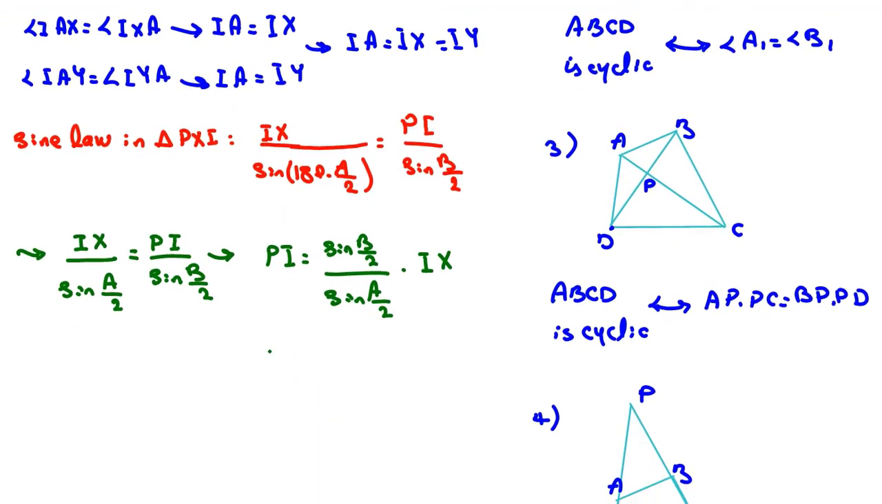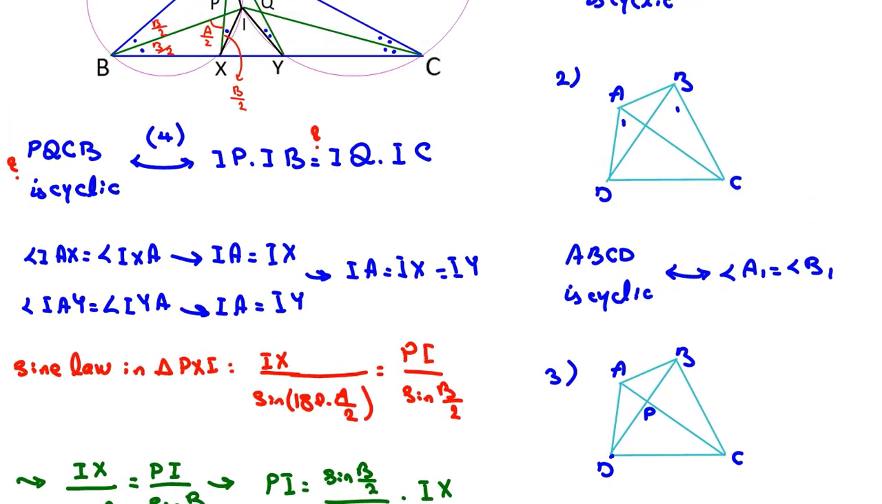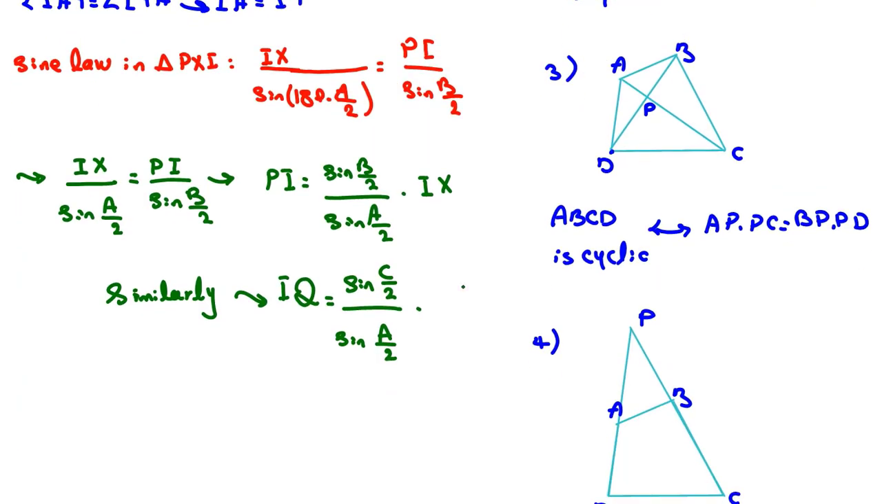And similarly, we can say that IQ equals sine C over 2, because B changes to C, A the same, A over 2, times, instead of IX, because IX was related, you should say IY. And we know all of them are equal.